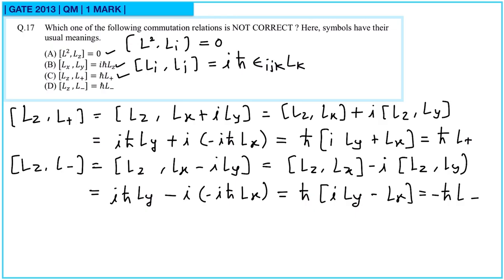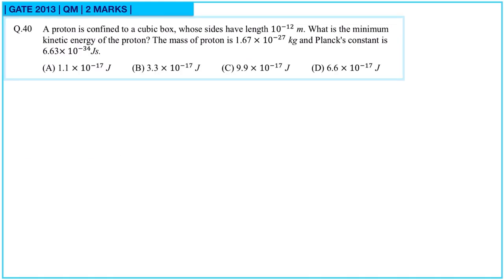So we are getting the third relation, that is Lz, if we are considering Lz, and here we have L plus minus, then this is equal to plus minus h cut L plus minus. So here option D is wrong. So the correct option is D.